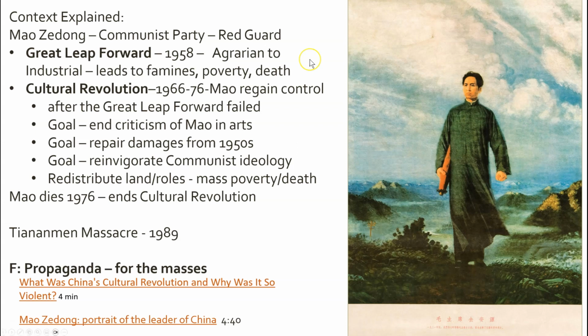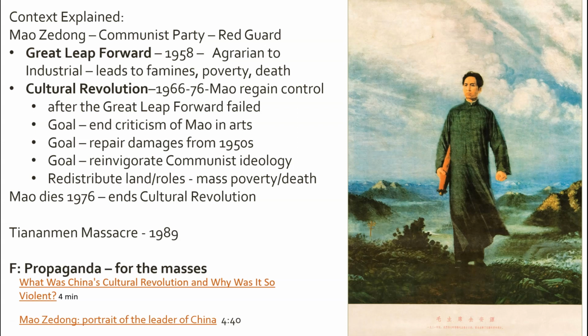So we have goals of ending criticism of Mao in arts. So now all of a sudden, you're not allowed to critique the leader in the artwork. That was kind of always the case, that negative portrayals were not super accepted. But another way that they do this is lots and lots of artists are employed under Mao, and they are the ones that are promoting a certain image. They are the advertisers, the ones producing the images that will communicate the most to the people. Another goal is to repair damages from the 1950s.